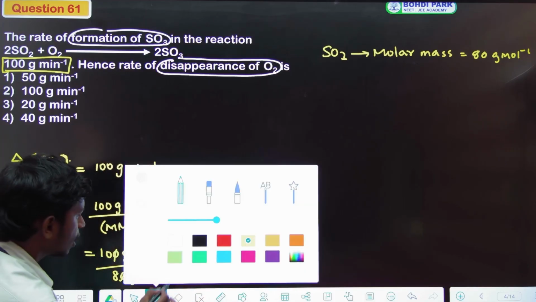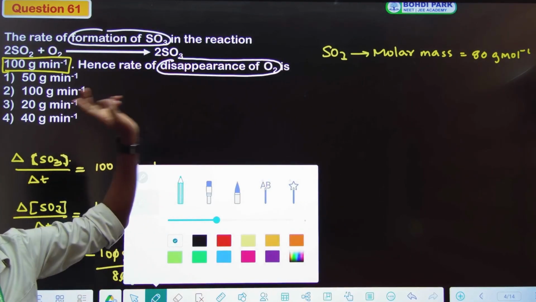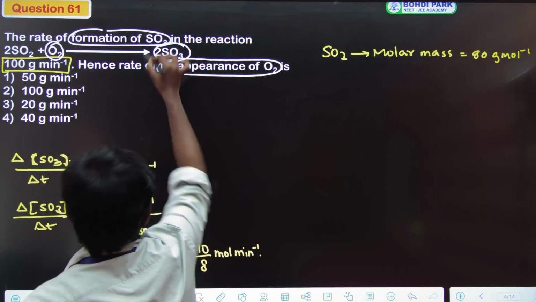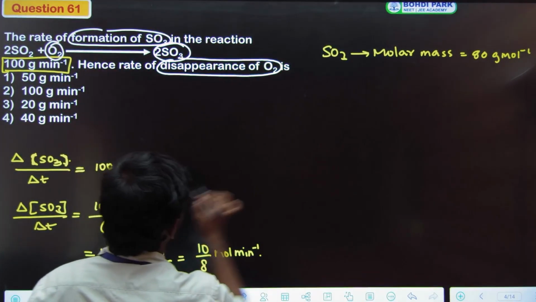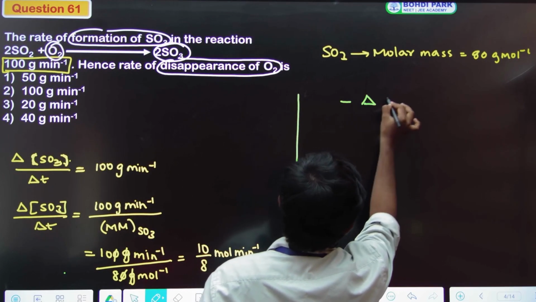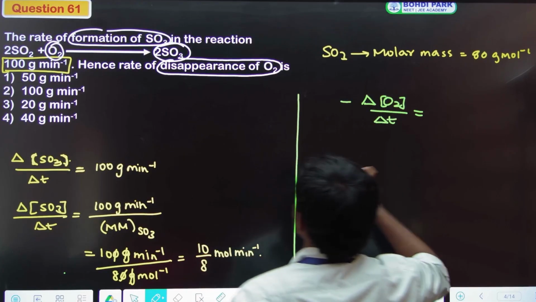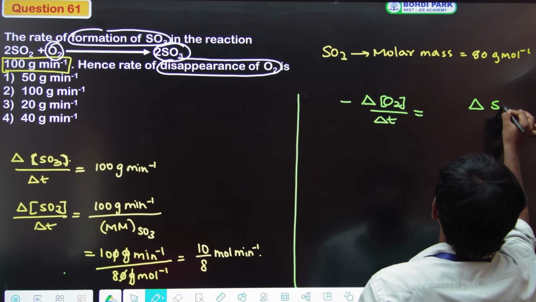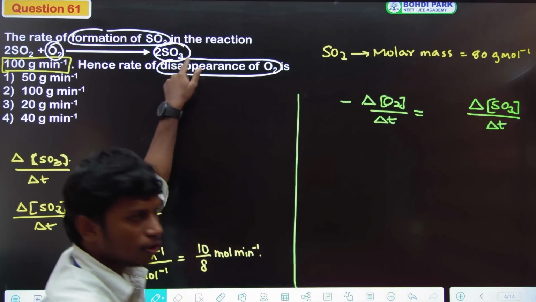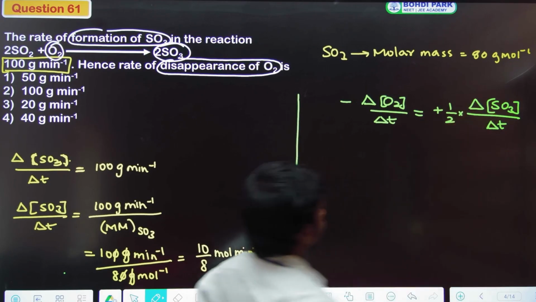What are they asking? The rate of disappearance of O2, the change in the concentration of O2. What would be the relationship? We are comparing sulfur dioxide and O2. So the change in concentration of O2 divided by change in time is equal to the rate of formation of SO3 divided by change in time. What coefficient is given? 2 is given. So you have to write plus 1 by 2 as prefix to it.